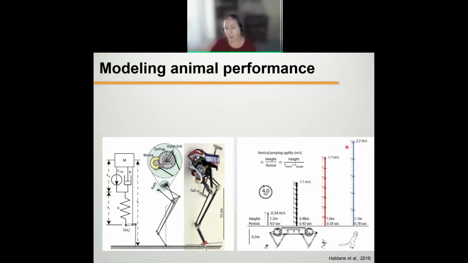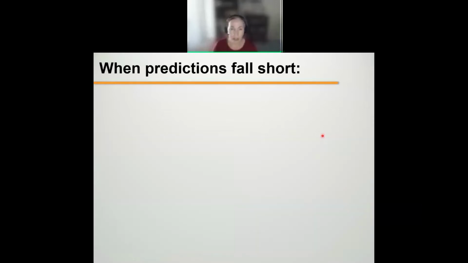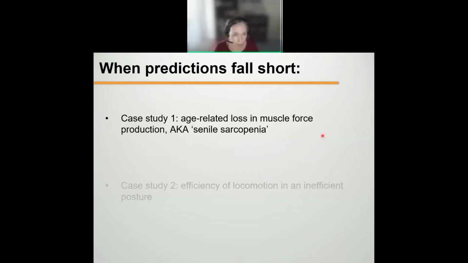But for me, I'm constantly intrigued by these gaps, these differences between what the model and the biological outcome have actually shown us. And I'd like to go through two particular problems which I've been working on for almost an embarrassing number of years, but anyway, some number of years. The first one has to do with the provenance of age-related loss in muscle force production. We call this phenomenon senile sarcopenia.